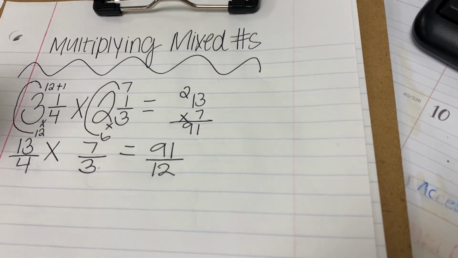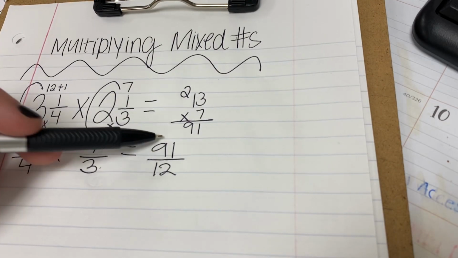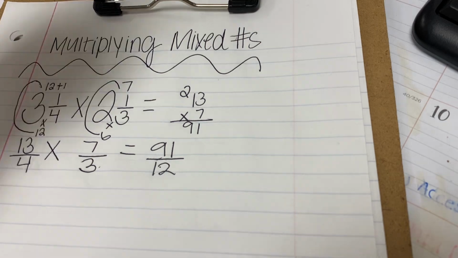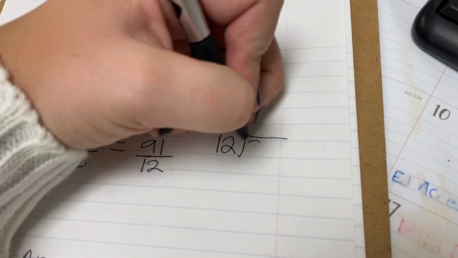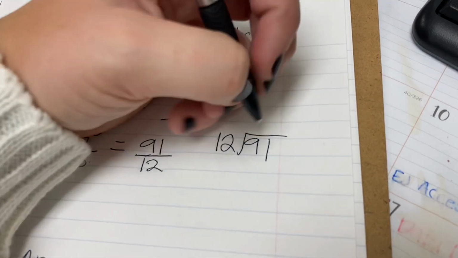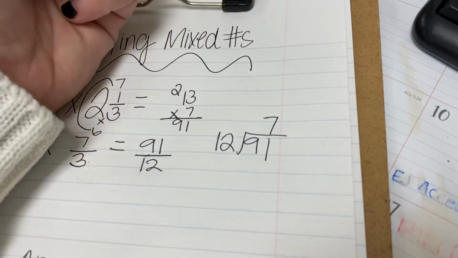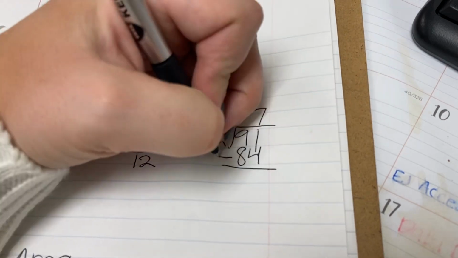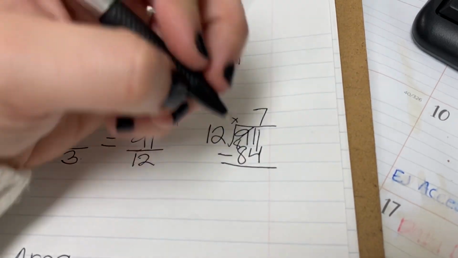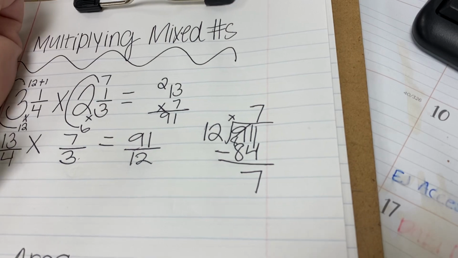All right, so now we simplify by dividing the numerator by the denominator. So we're going to say 12 into 91. I know 12 can go into 91 7 times. 7 times 12 is 84. Subtract. 11 minus 4 is 7.